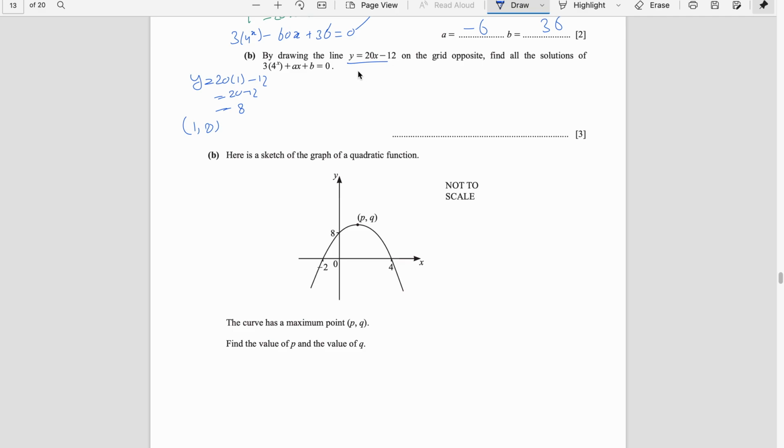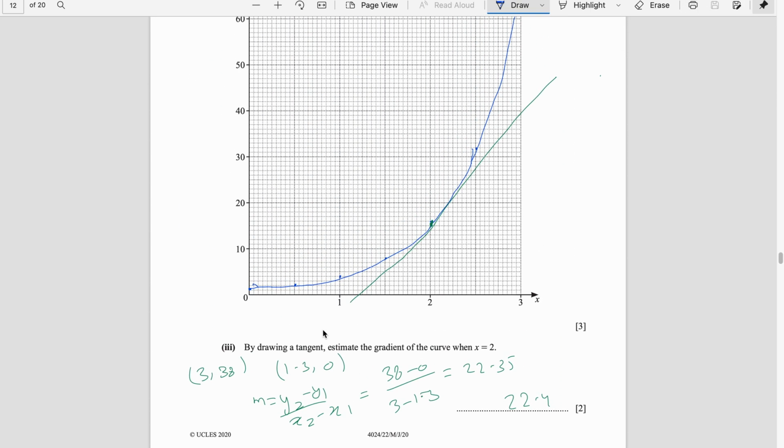For another value, let's use x equals 2. So 20 into 2 minus 12 is 40 minus 12, 28. So 2 comma 28. So (1, 8) and (2, 28). At x equals 1, y is 8, at x equals 2, y is 28.